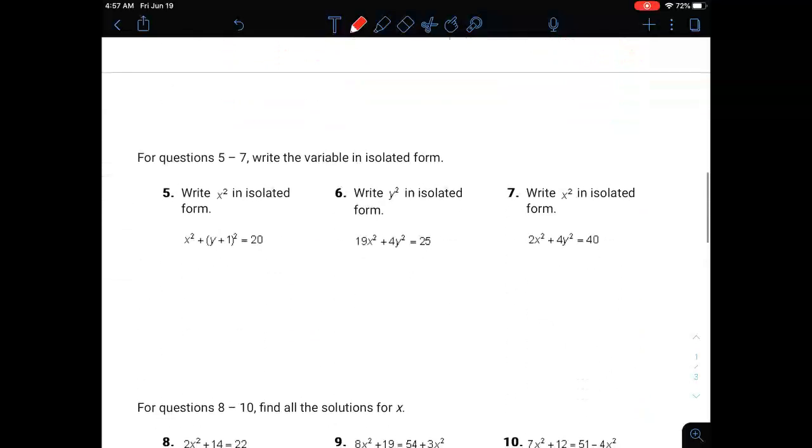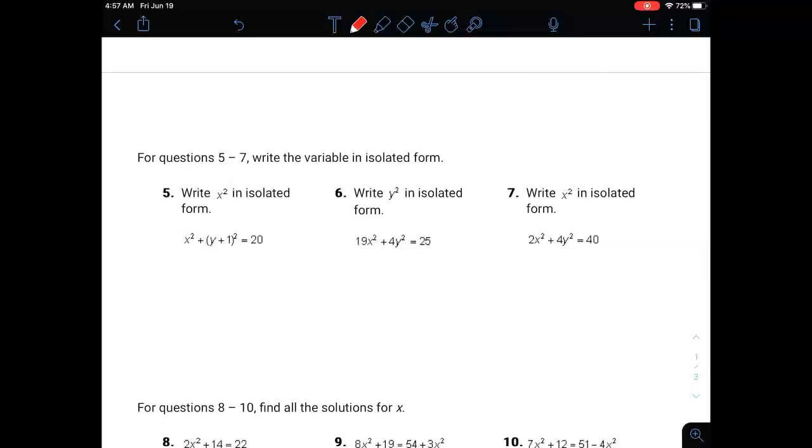Now, moving forward here, it's asking us to write the variable in the isolated form. So I will do number 5 here. All right, so we're going to write that in the isolated form. What we will do here is, first off, we're going to move this entire quantity to the other side. So I'm going to subtract y plus 1 squared from both sides. All right, so x squared equals 20 minus y plus 1 squared.